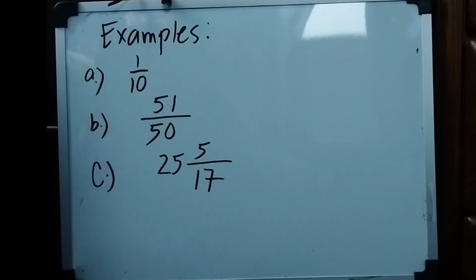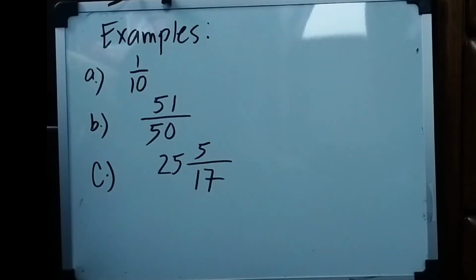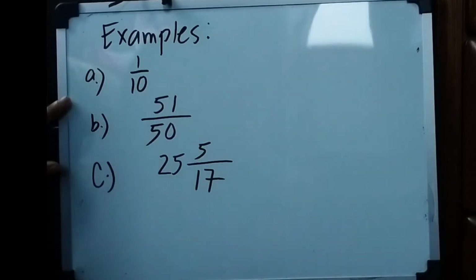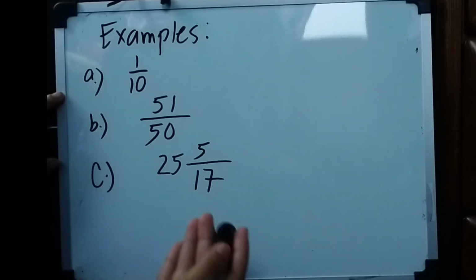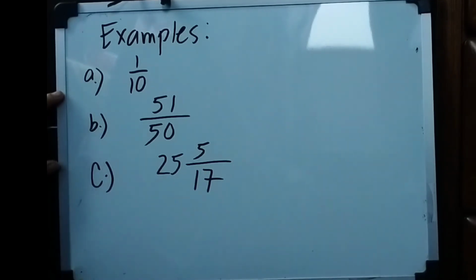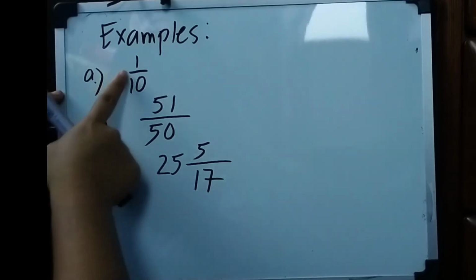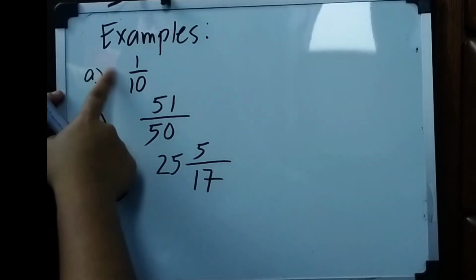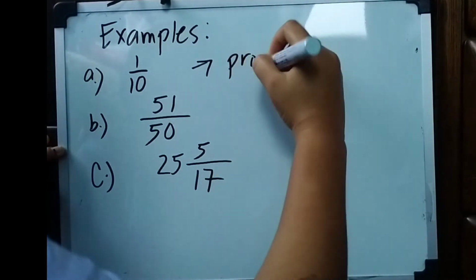So for our examples here, we are going to determine what type of fraction each of these is. For our first example, we have 1/10. You really have to evaluate whether the numerator is lesser than or greater than the denominator. Here, obviously, our numerator is lesser than the denominator, and we don't have any whole number at the left side. So basically, this is a proper fraction.